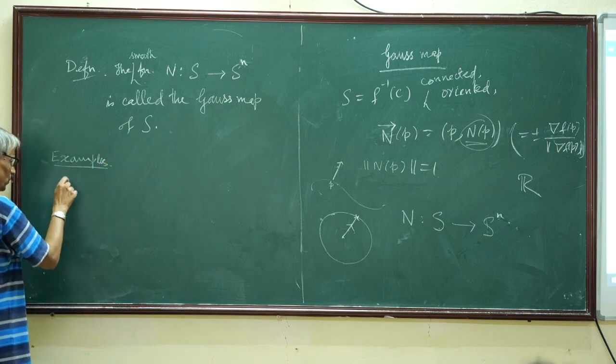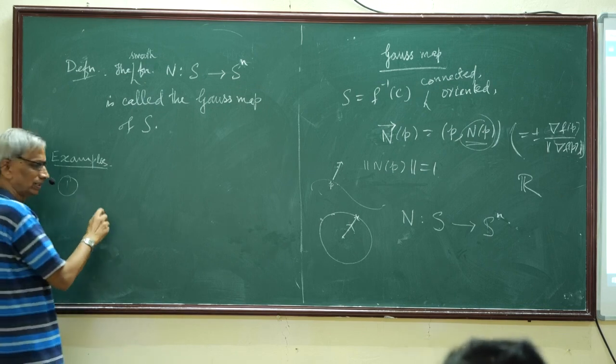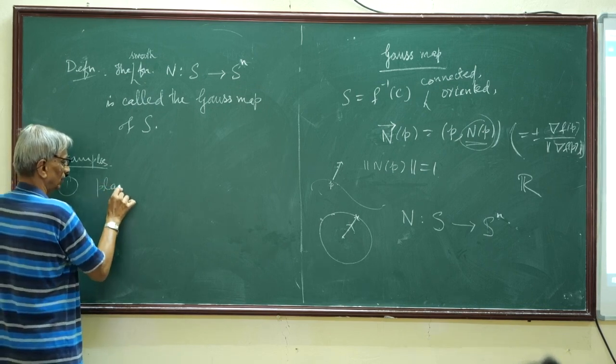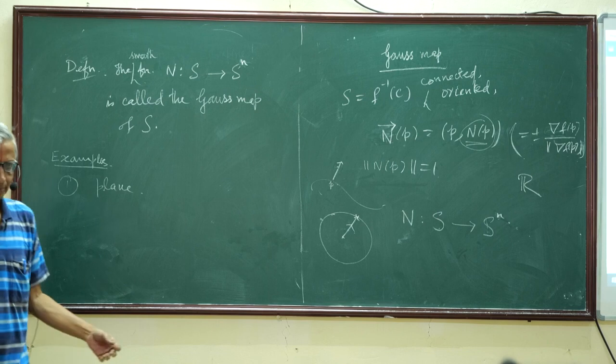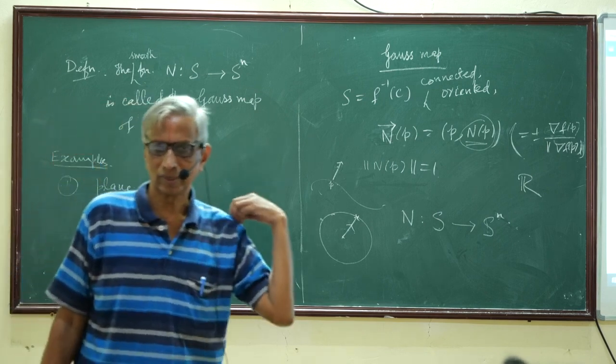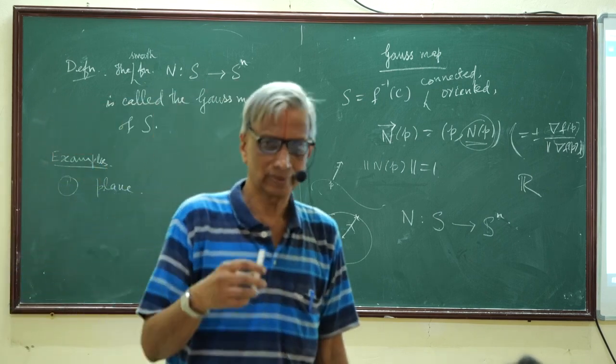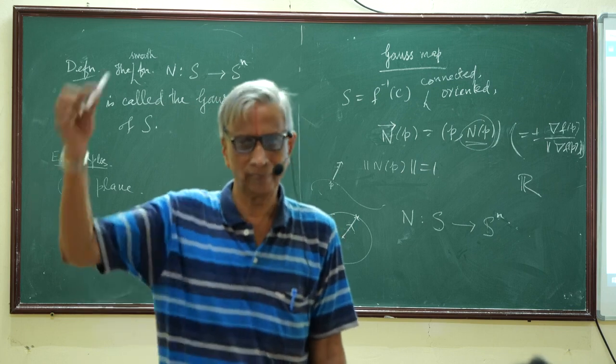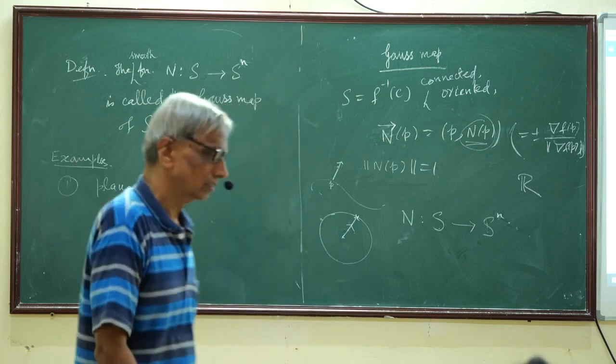So let us look at the usual set of examples. Plane. What is the normal vector field? Normal is a constant, right? Same vector at all points.